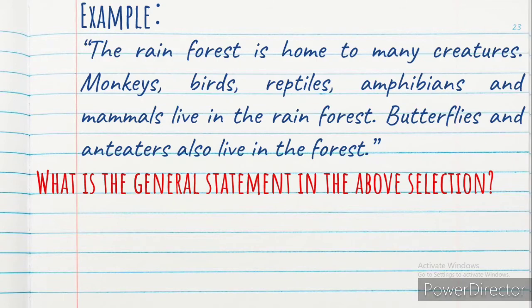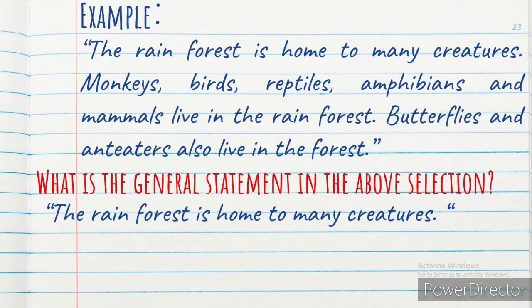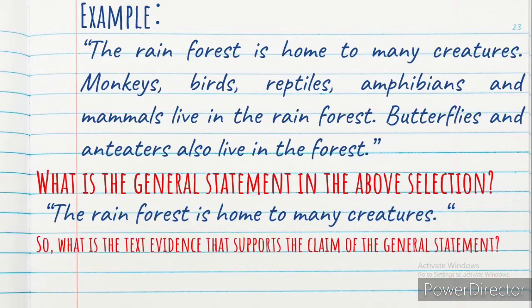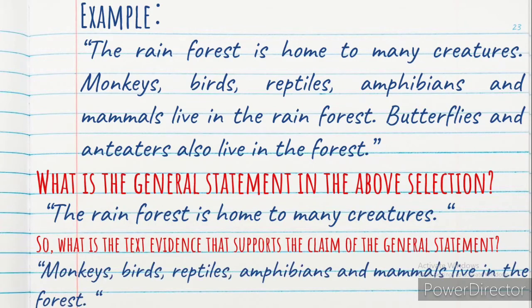Now, what is the general statement in the above selection? Very good. The rainforest is home to many creatures. So, what is the text evidence that supports the claim of the general statement? Okay, we have monkeys, birds, reptiles, amphibians, and mammals live in the forest.